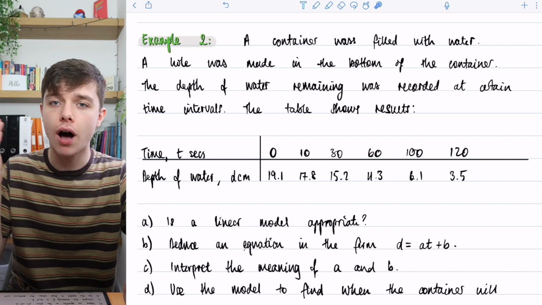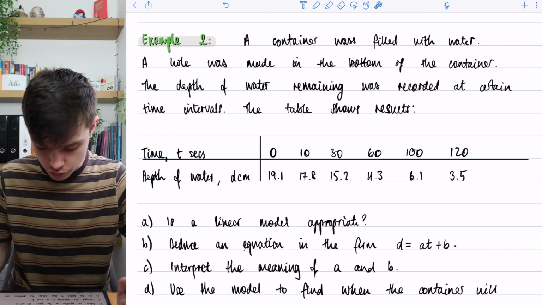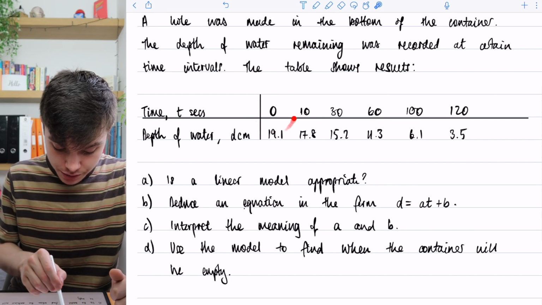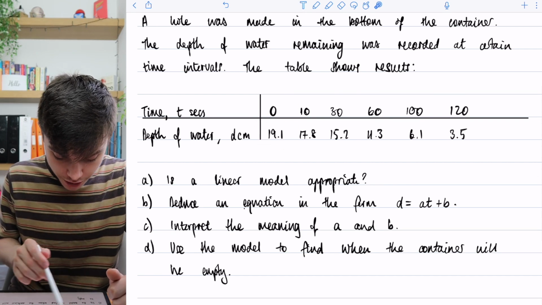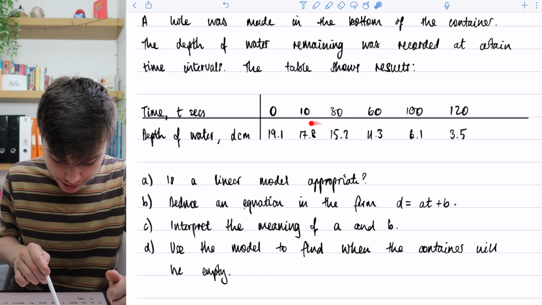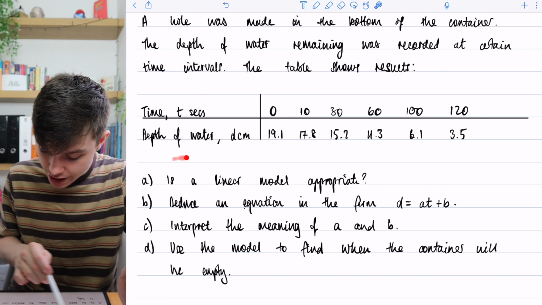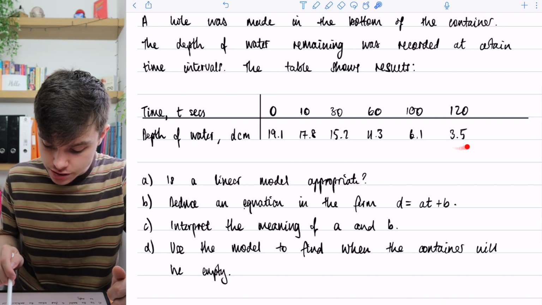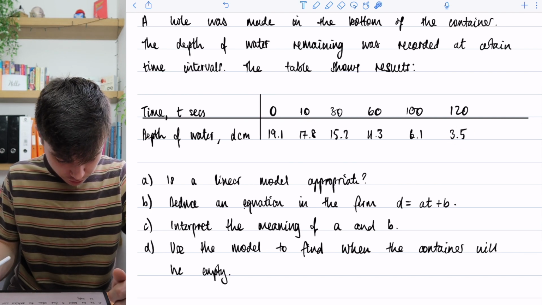Because of course, if we put a hole in the container, the water's going to drip out. So we can see the depth of water at 0 seconds was 19.1. The depth of the water at 10 seconds in centimetres was 17.8. All the way to after 120 seconds, the depth of the water was 3.5.